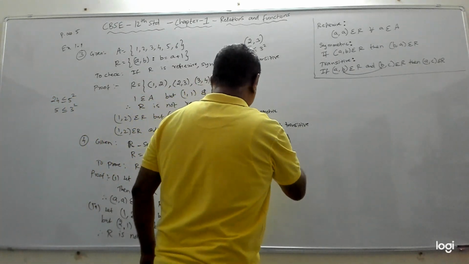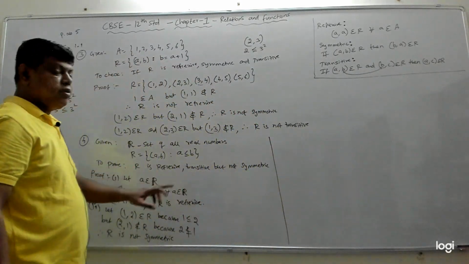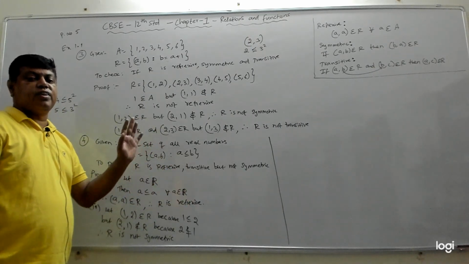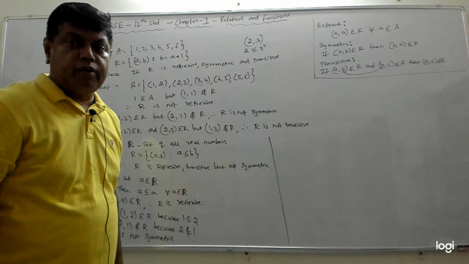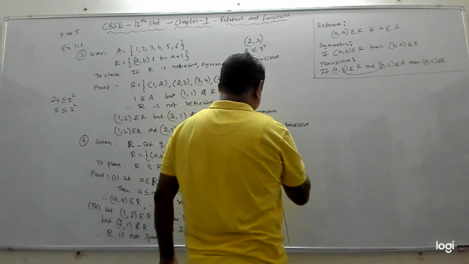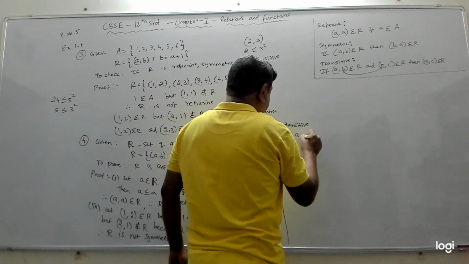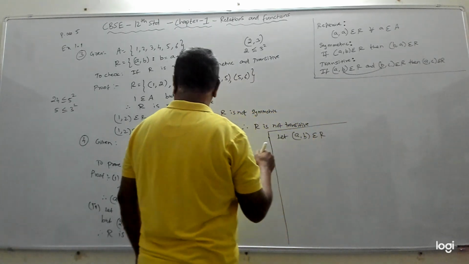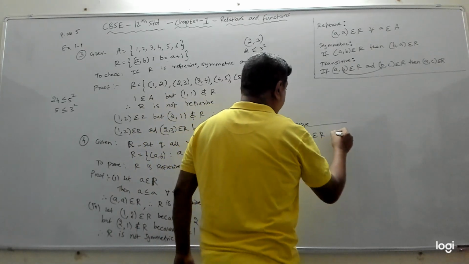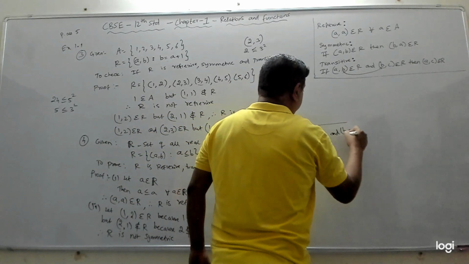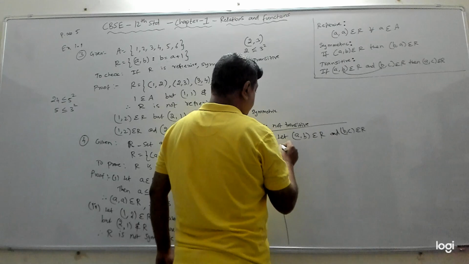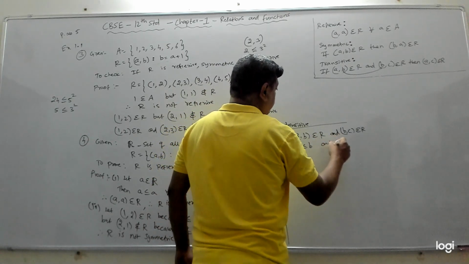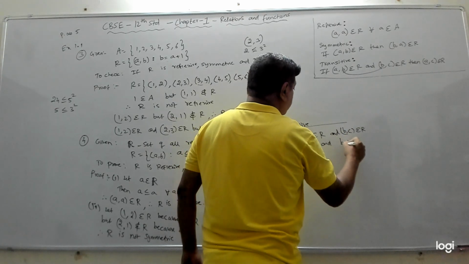Now we have to prove that it is transitive. For transitivity, we can't take one example and show that it is working; we have to write the proof. So we should take elements: let (a, b) belong to R and (b, c) belong to R. This means (a, b) belongs to R means a is less than or equal to b, and (b, c) belongs to R means b is less than or equal to c.